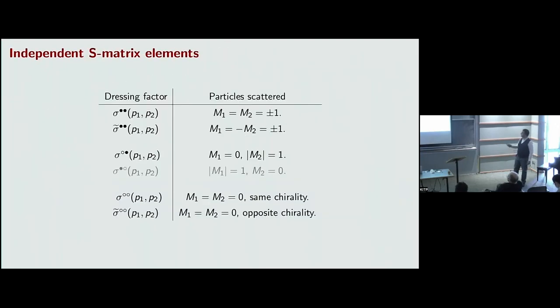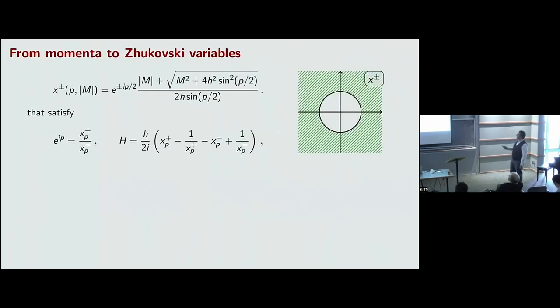So let me now try to construct these dressing factors. The next step is to introduce good parameters. The momenta are not good parameters in this theory; they are awkward parameters. Better parameters are these Zhukovsky variables that are also used in AdS5. They are given by this complicated formula, which I have written here, but you should not look at that much.